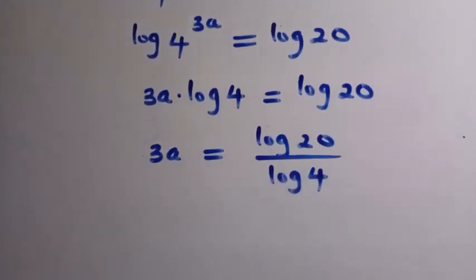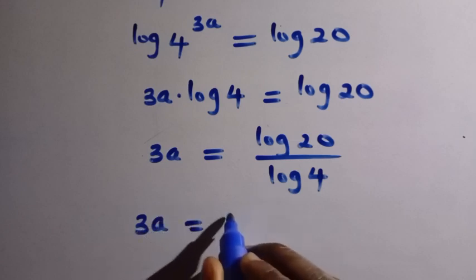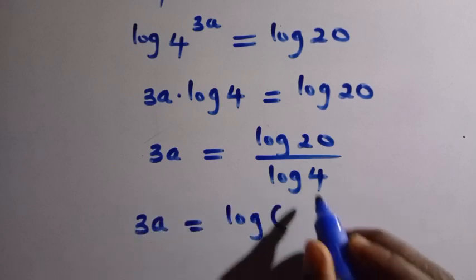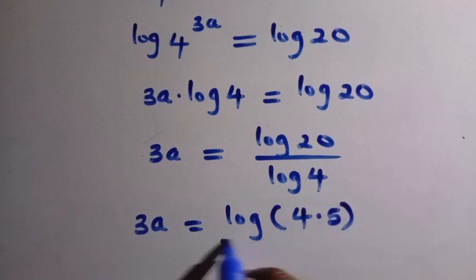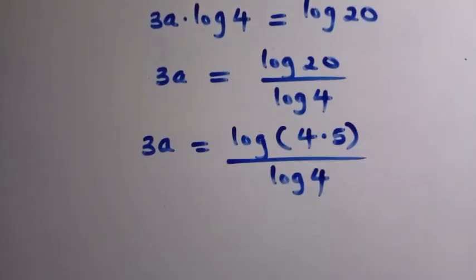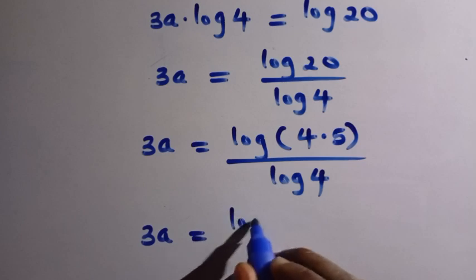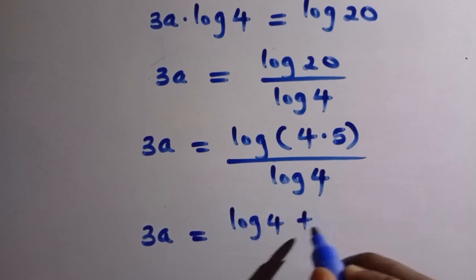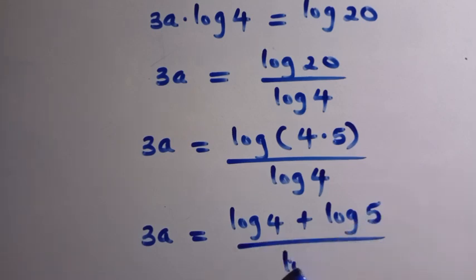And to get the value of a, we have to separate this. If 3a equals log open bracket, we consider this as 4 times 5, which is 20, divided by log 4. So in the next step, we have 3a equals, we apply the product rule of log, which changes to log 4 plus log 5 divided by log 4.